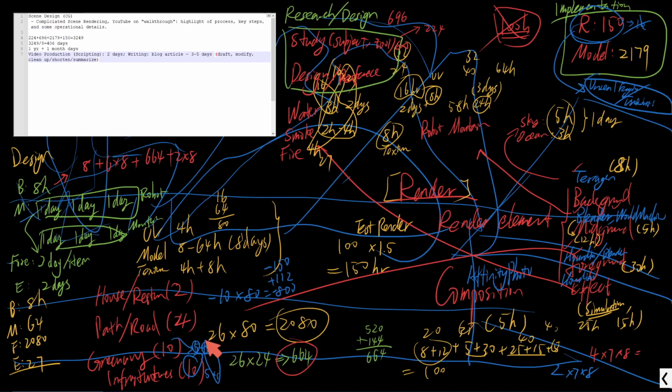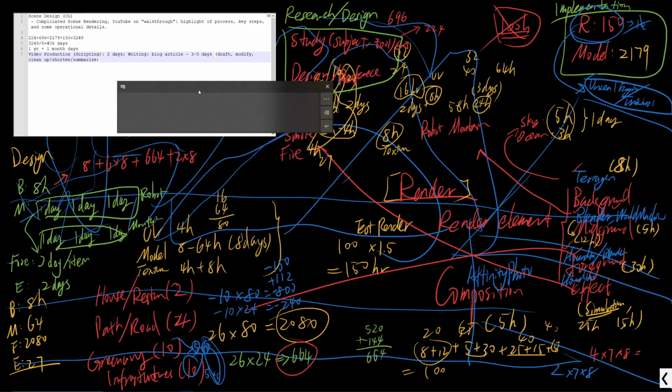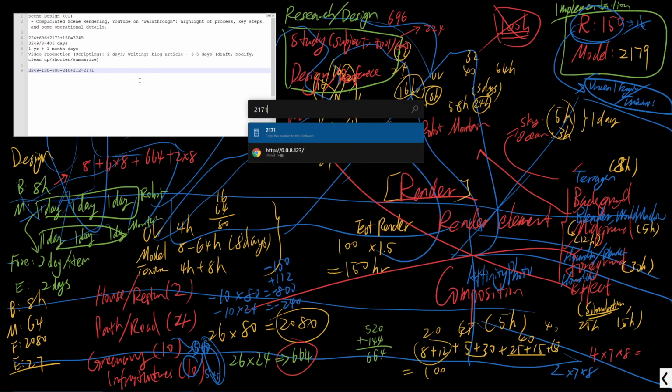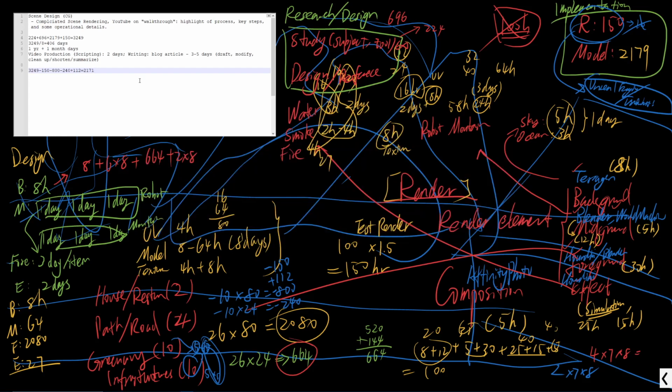Now I'm thinking maybe since we have already done this part, maybe what we can do is to reduce 10 here as well. So we have 10 times 24, which is 240. Now with this budget, what we are achieving is 3249 minus 150 minus 800 minus 240 plus 112, which gives us a total of 2171, divided by 8 is like 272 days.